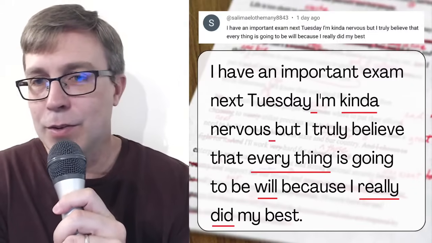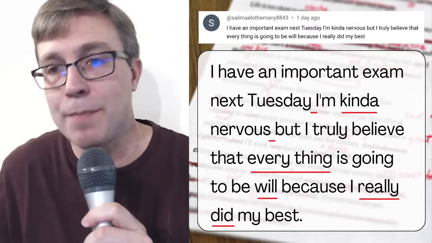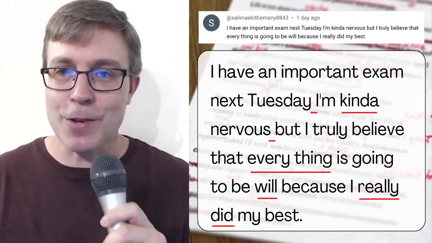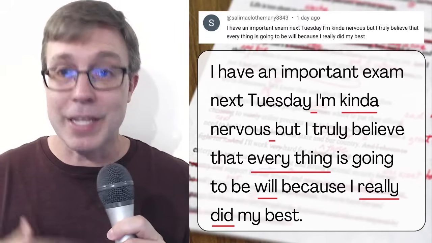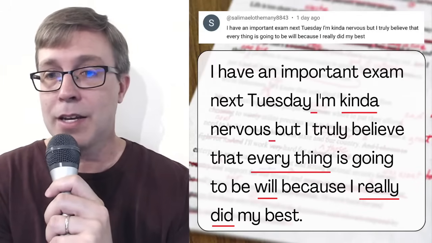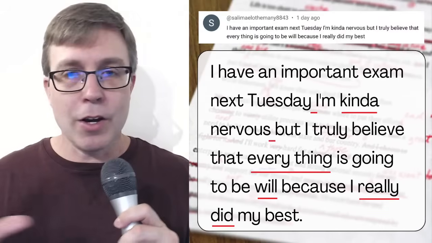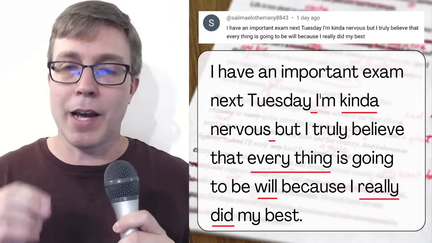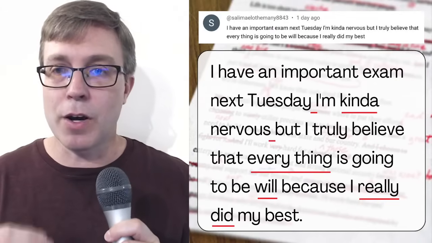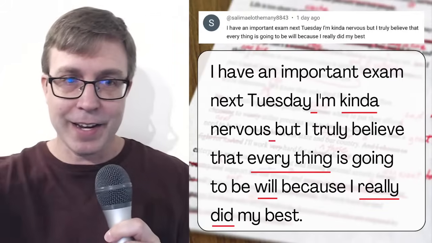So again, those small little lines right there, those are punctuation. So: "I have an important exam next Tuesday," full stop or period, either one. I'll go ahead and tell you that because just generally, I'll read the sentence as is. "I have an important exam next Tuesday. I'm kind of nervous, but I truly believe that everything is going to be well because I really did my best." It's a long sentence. It's a run-on sentence, so that's why I would put a period or full stop after Tuesday. So: "I have an important exam on Tuesday." Full stop.